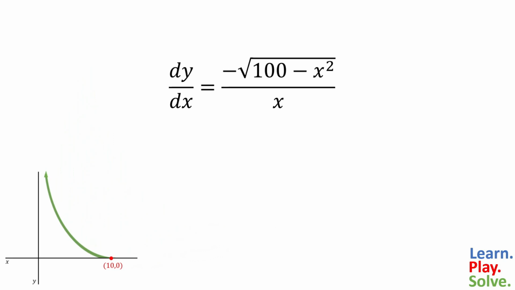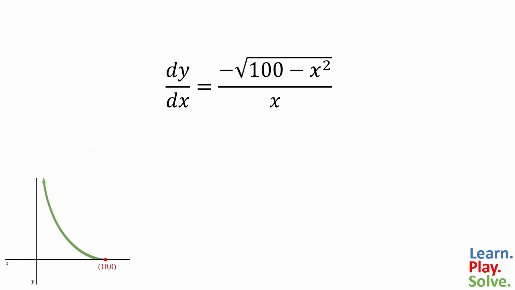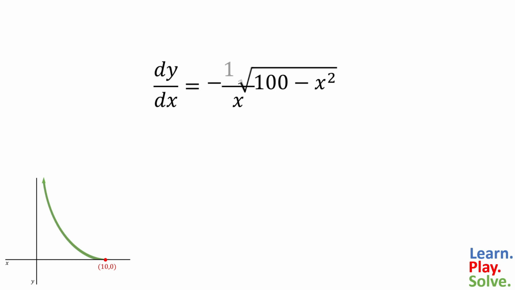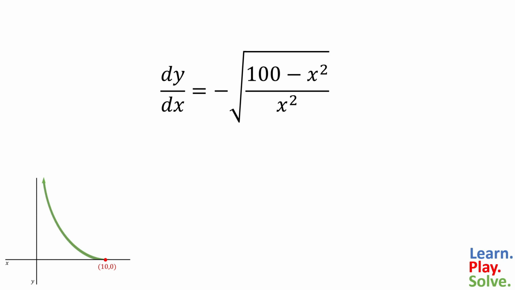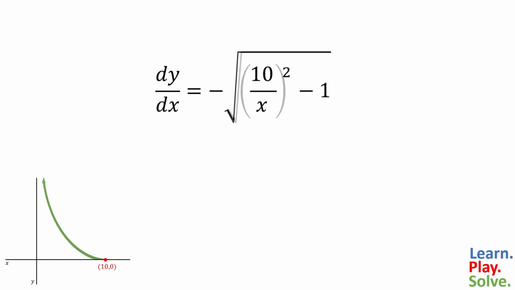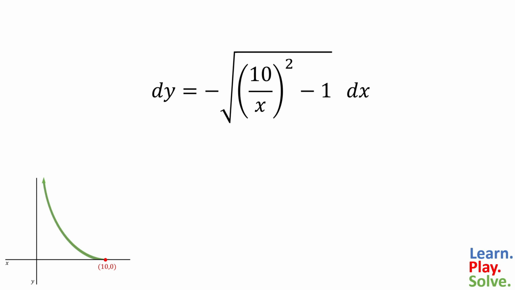Before we try to separate variables and integrate, let's rewrite this another way. Instead of dividing by x, let's multiply by 1 over x. Then we can bring it into the radical by squaring it. And then by simplifying, we get this, which we can rewrite as the square root of 100 over x squared minus 1. Now we can multiply by dx and integrate.